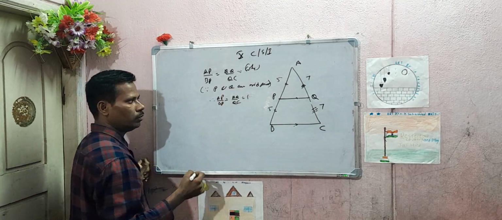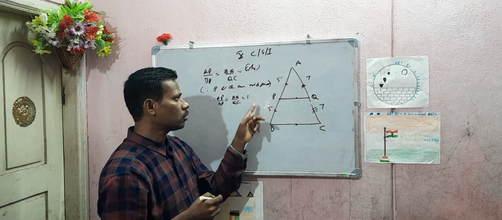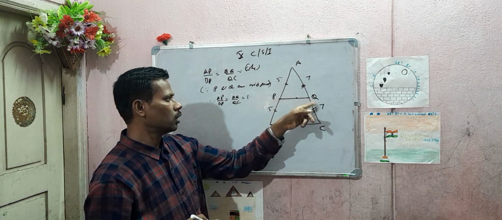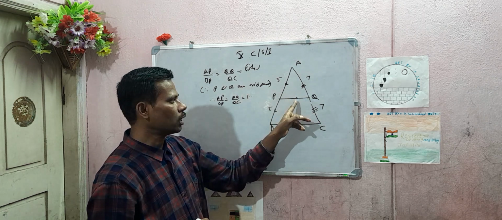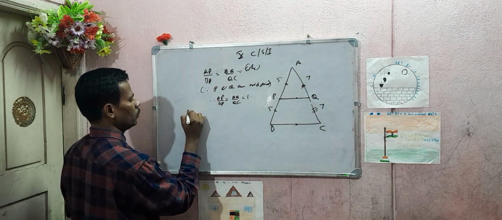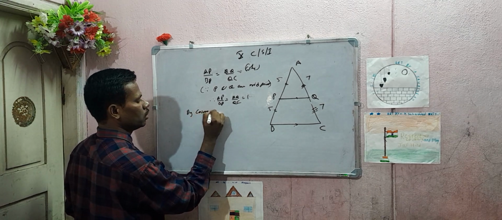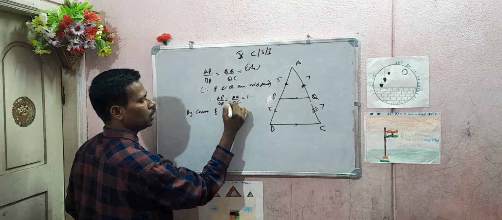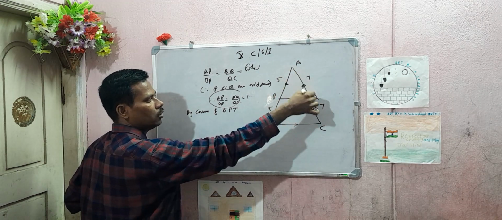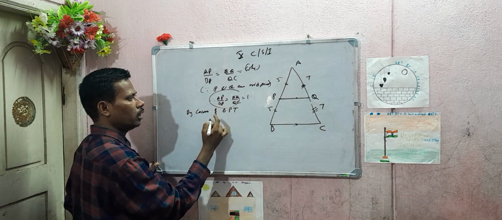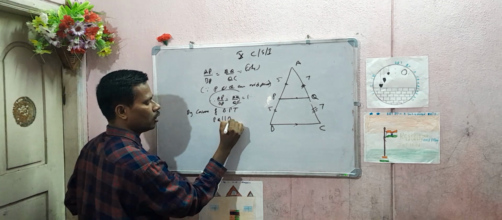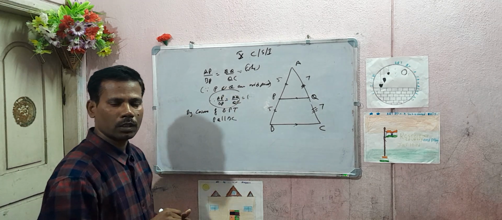The ratio is 1. Now what is the converse of the basic proportionality theorem? If a line divides the other two sides in the same ratio, then that line is parallel to the third side. By the converse of the BPT, the ratio is same, AP by BP is equal to AQ by QC. Then that line is parallel to the third side. Therefore, by the converse of BPT, PQ is parallel to BC. Finished. Very simple.